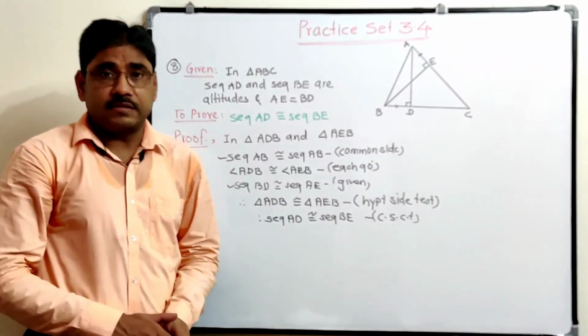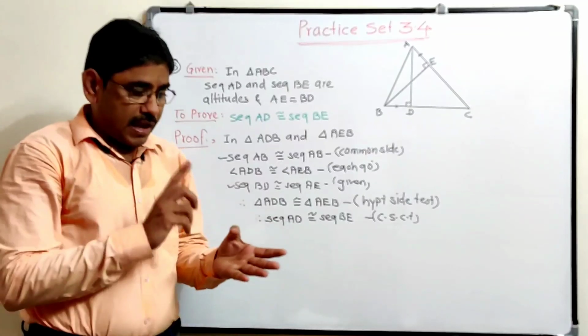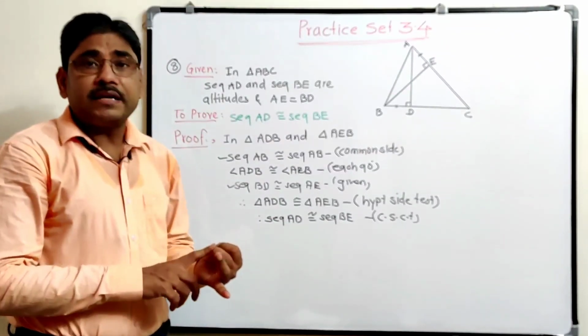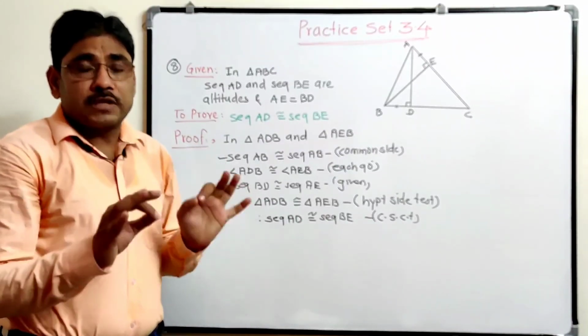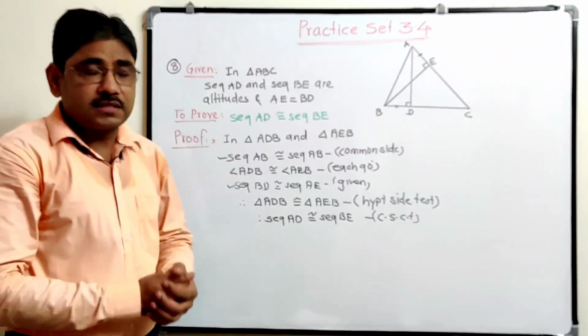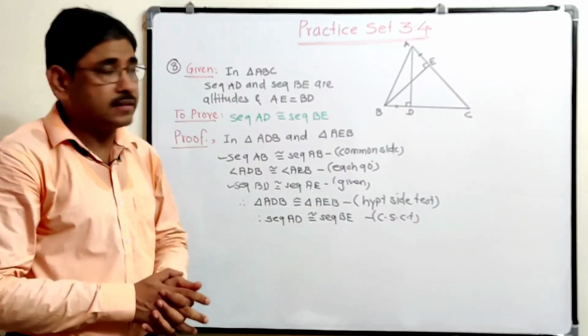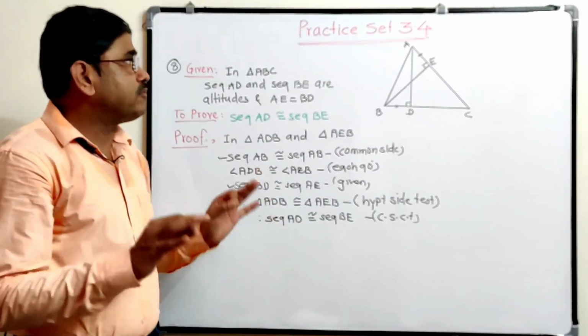So dear friends, here the theorems: angle bisector theorem, perpendicular bisector theorem, inequality of angles, inequality of sides, and the sum of two sides of a triangle is greater than the third side, and the previous theorems, congruence of triangles and the isosceles triangle theorem, we used to solve practice set 3.4. Here the practice set 3.4 is completed.